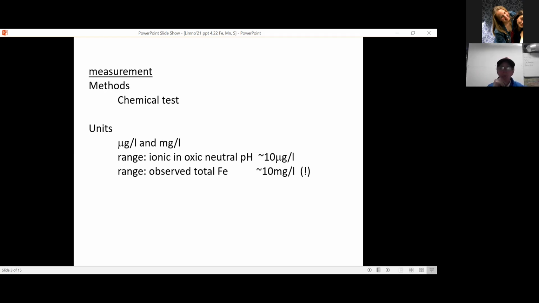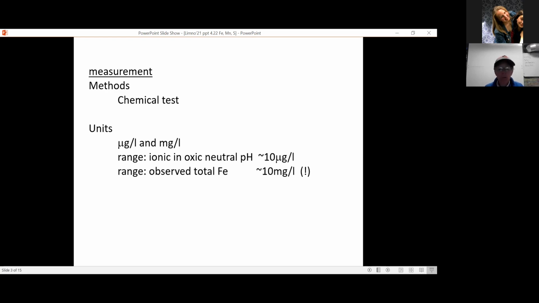How's that possible? Why would the total concentration of iron be 1,000 times higher than the ionic iron concentration? Make a guess. And this is going to be the same thing. Really, it's going to be the same reason that we saw for phosphorus. Good guess, people.